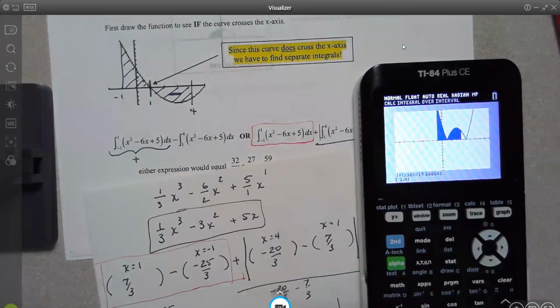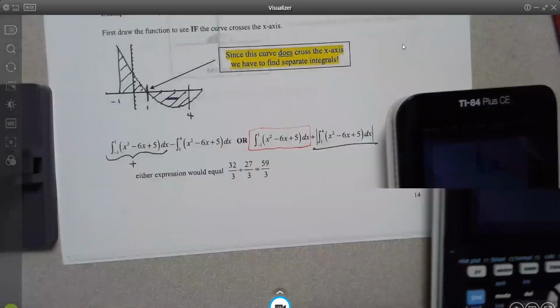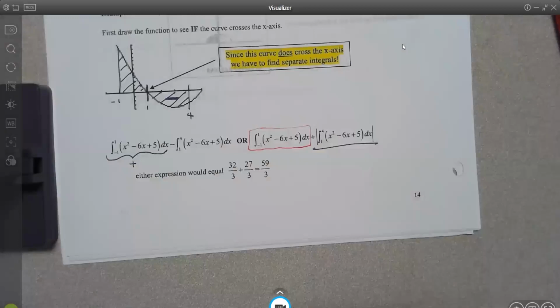So what do you think? Not too bad. You're still doing pretty much the same thing, but instead of just evaluating, you have to find the area, and area is a little bit special in that you're going to have to get a picture of it. So let me see what else is on here.